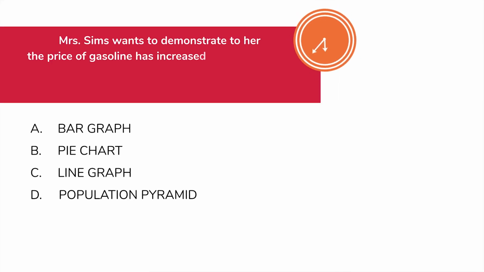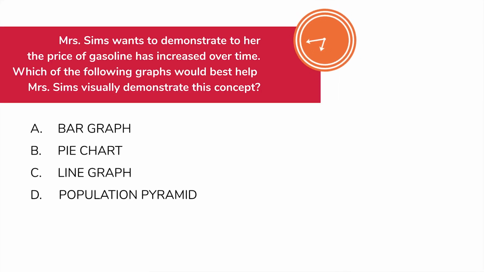Now for questions. Remember, for social science instruction, I told you most of the questions required analyzing a chart or graph or map. Let's look at how that is reflected in a question. Mrs. Sims wants to demonstrate to her students how the price of gasoline has increased over time. Which of the following graphs would best help Mrs. Sims visually demonstrate this concept? A bar graph, pie chart, line graph, or a population pyramid?